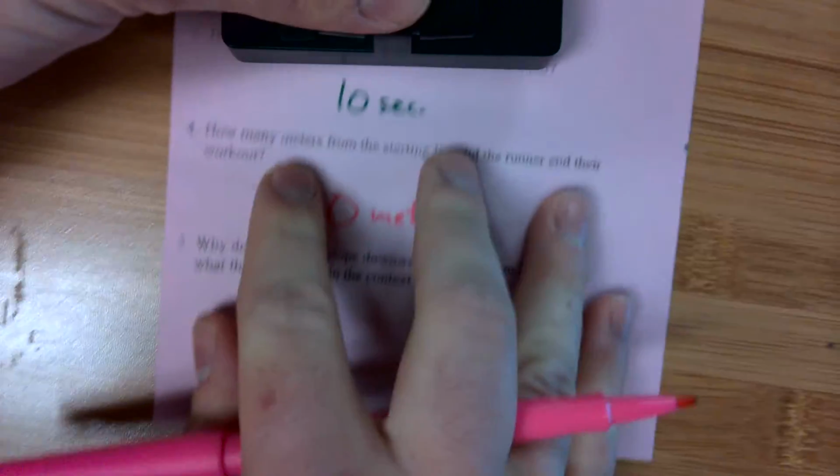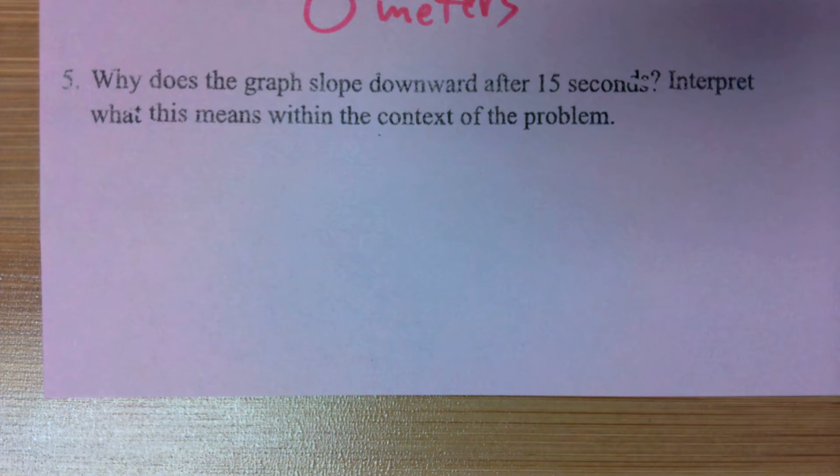So what I want you guys to do right now is talk with your groups about number 5. I want to hear you guys talking about this question. Why does the graph slope downward after 15 seconds? What does it mean for the graph to be sloping downward? Go ahead and talk about it with your group, see what you can come up with.